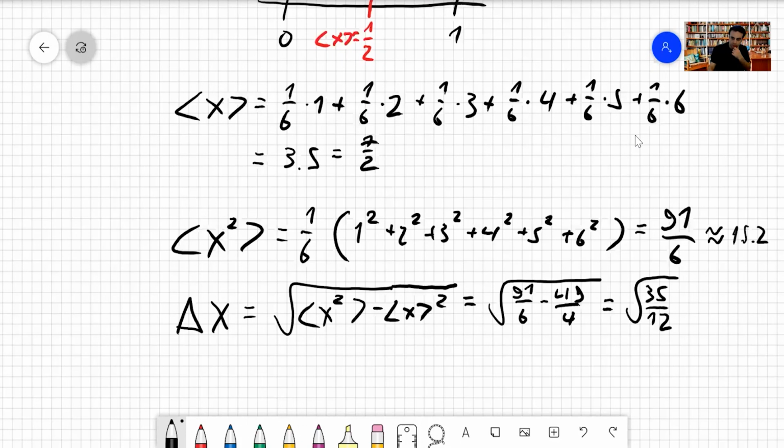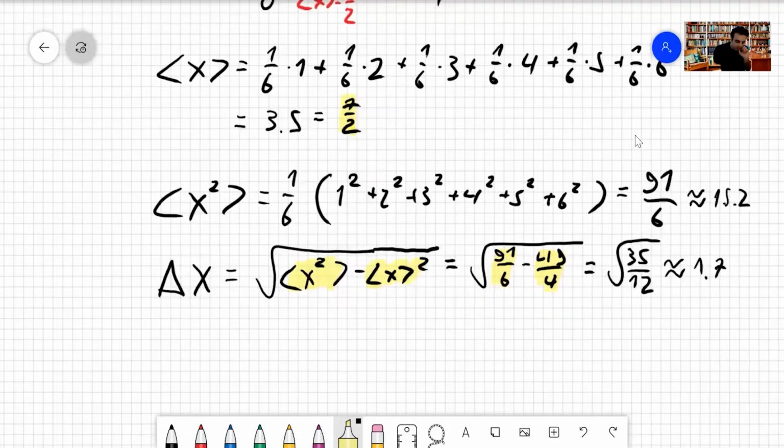Okay, good. I see some of you got it. So it is the square root of the expected value of x squared, which is 91/6, minus the expected value of x, squared, which is 3.5 squared, so 49/4. This gives me the square root of 35/12, which is approximately 1.7.